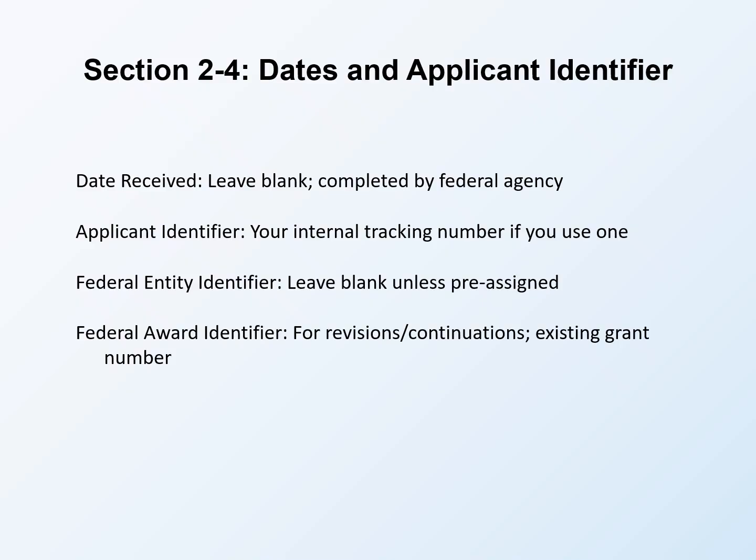Applicant identifier in Section 3 is optional space for your internal tracking number. If your organization assigns internal identifiers to grant applications for tracking purposes, you can enter that number here. This is for your reference. It does not affect federal processing. Many applicants leave this blank.